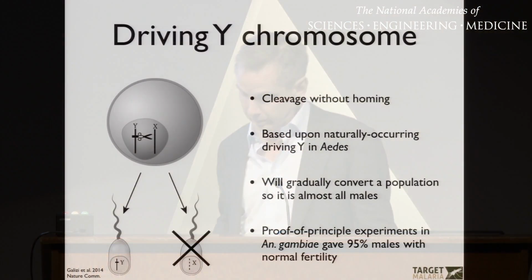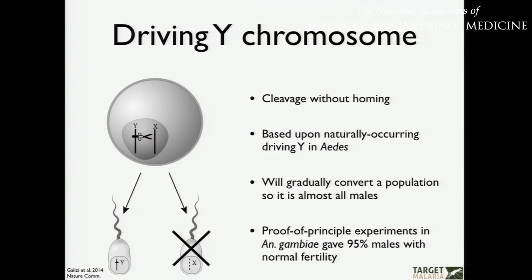The driving Y chromosome approach is based on cleavage without homing. So it's the idea of putting a gene for an enzyme on the Y chromosome that's specifically active when the male is making its sperm. That would recognize a sequence that's only found on the X chromosome, ideally a repeated sequence. And then it shreds up the X chromosome when the male is making its sperm. And so the only functional sperm that are produced are those carrying the Y chromosome. And those will also carry the gene.